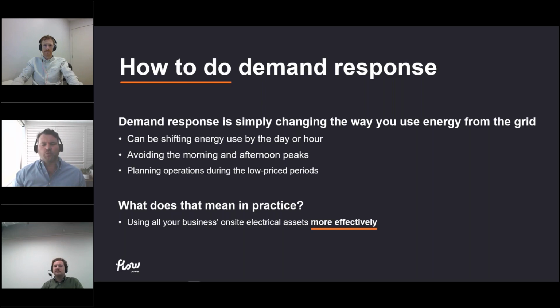And really, what does that mean? Well, it means that you're using the assets that you have more effectively. So do you have electric vehicles? Do you have a battery? Do you have a generator? It's just about maybe using the time of them differently, or harnessing them differently and planning your operations a little bit differently, but using the assets that you've already got on hand, you're just doing it more effectively.